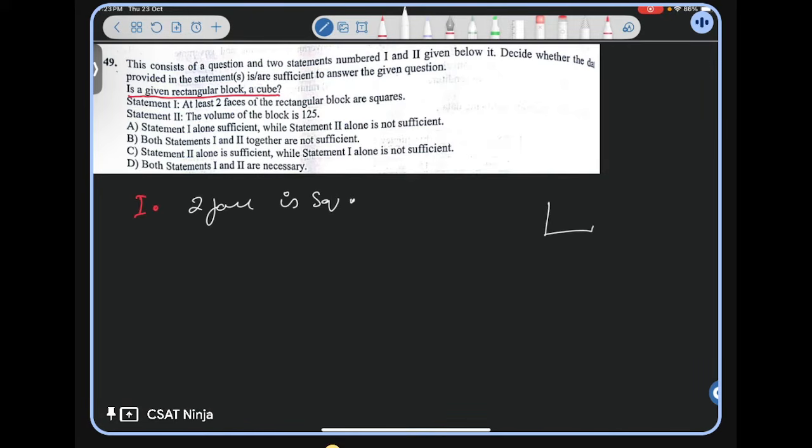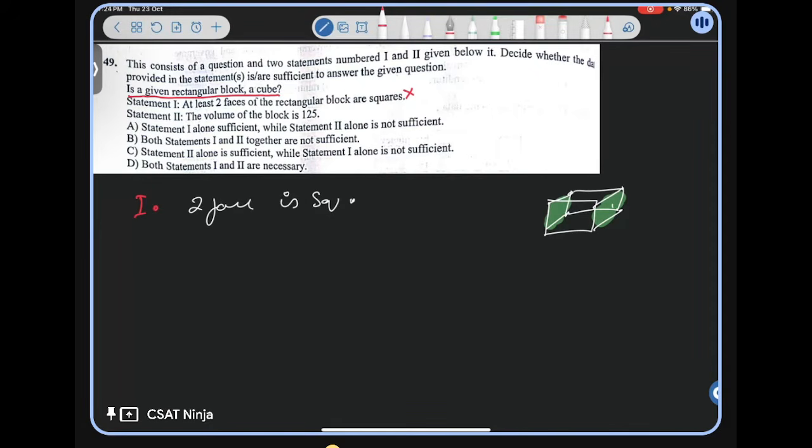At least two faces, that means two faces are square. So if I have a box like this, the question says, let me just shade the part. This part and this part can be square there. At least two faces of a rectangular block are squares. That's number one statement. So by using this, can I say the block given is a cube? No, right? So this statement number one alone is not sufficient to say that the given block is a cube.